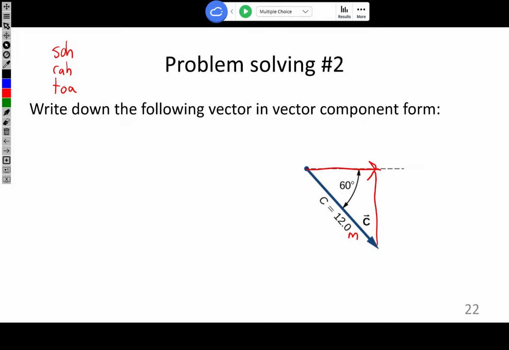If you made the x component to the right, good job you. If you made the y component down, good job you. That's kind of your first checkpoint.